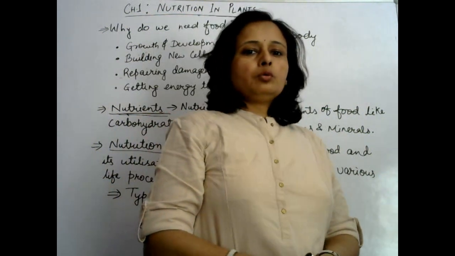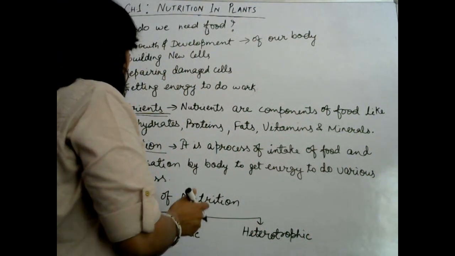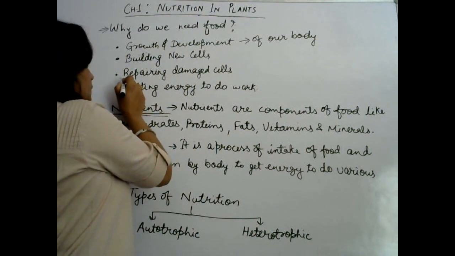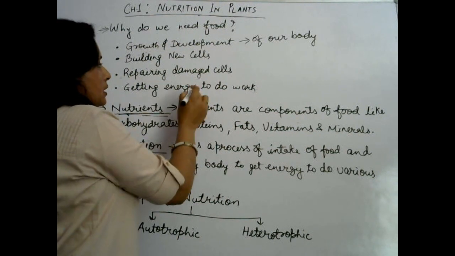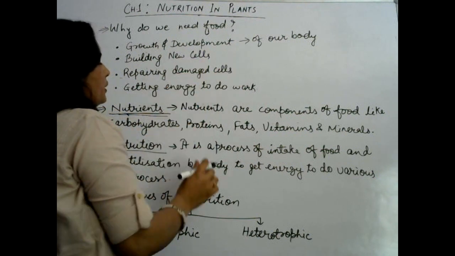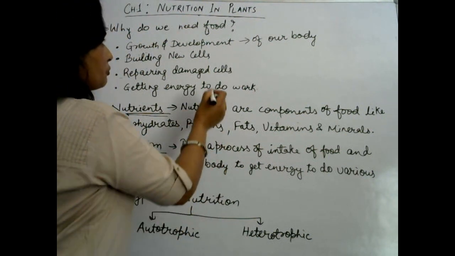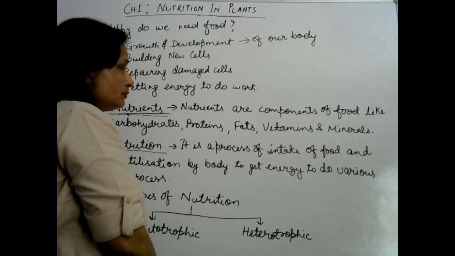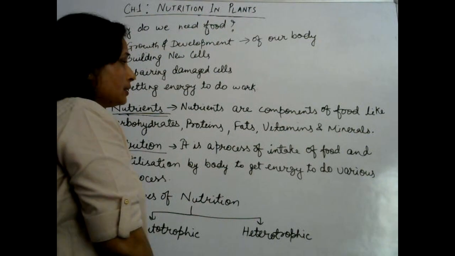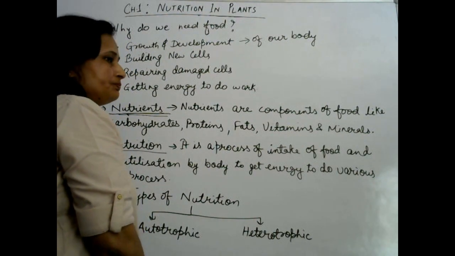So how can our body get the repair work? The repair work, that is repairing of damaged cells, is also done by food. Different kinds of nutrients provided by the food also do the repair work, repairing of damaged cells. And next one is getting energy to do work.